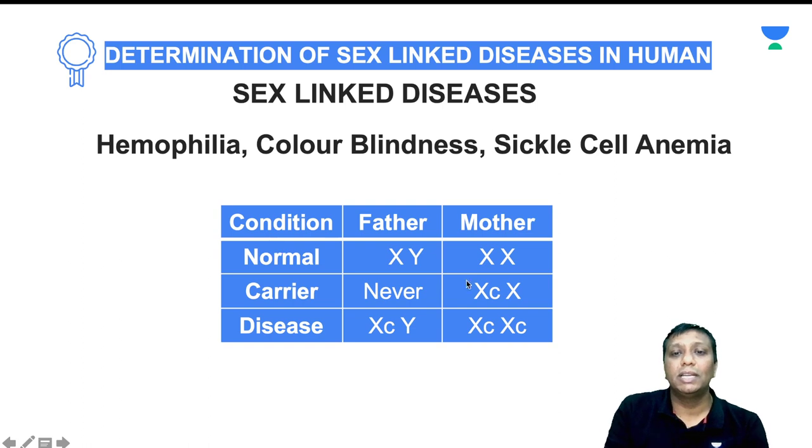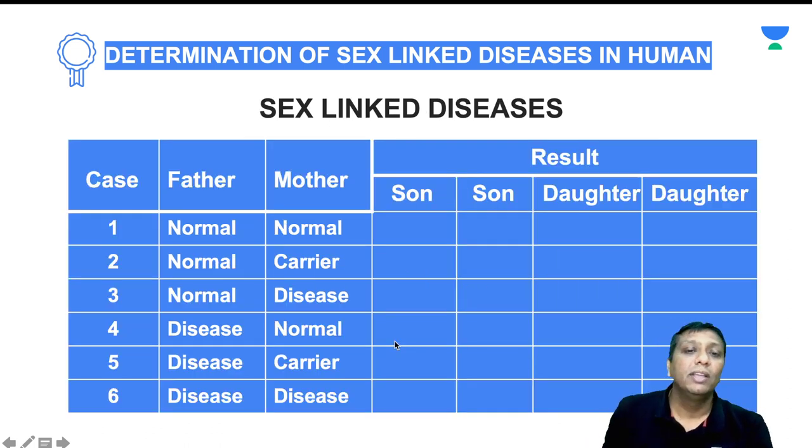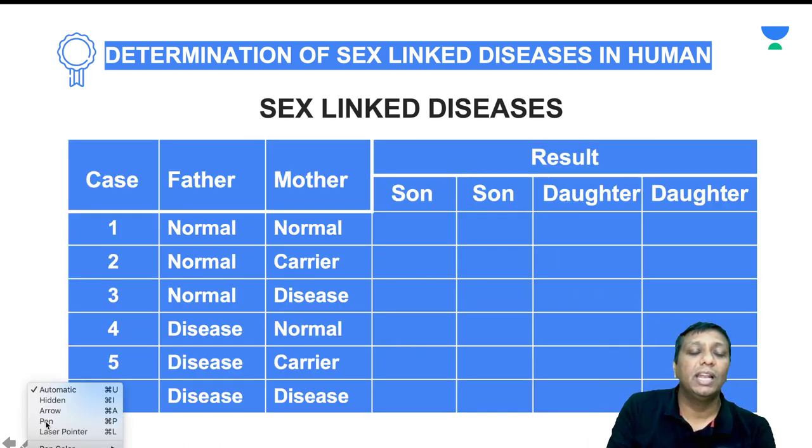Mother carrier means XCX. Mother disease means XCXC. And father disease means XCY. Better I'll do one thing, guys. Everywhere I'll write down the genotype and then I'll check the answer.